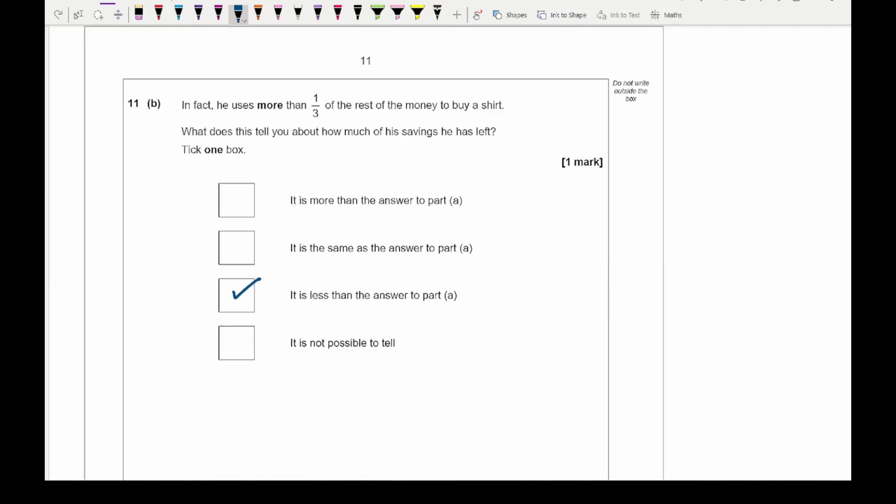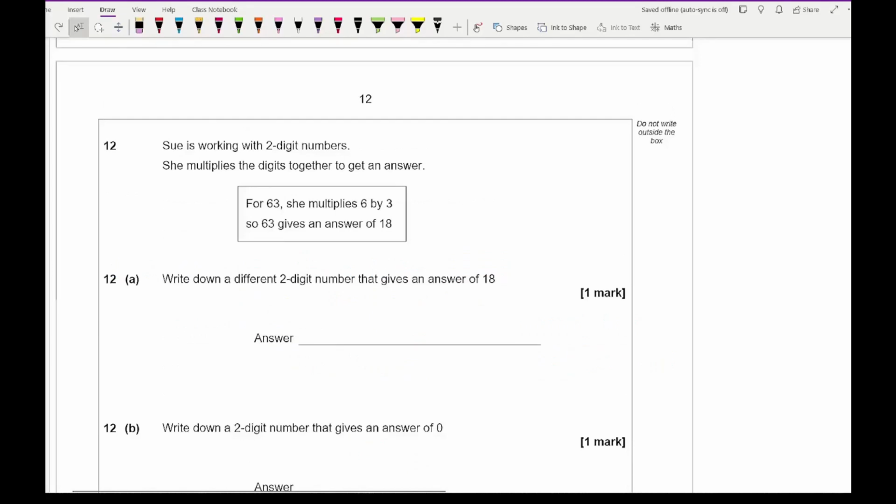Then moving on to question 12, it says that Sue is working with 2-digit numbers. She multiplies the digits together to get an answer. So for example, for 63, she multiplies 6 by 3, so 63 gives an answer of 18. Write down a different 2-digit number that gives an answer of 18. So for this, you could give a number of different answers, but the possible answers are going to be 36 or 29 or 92. So any of those three options would be absolutely fine.